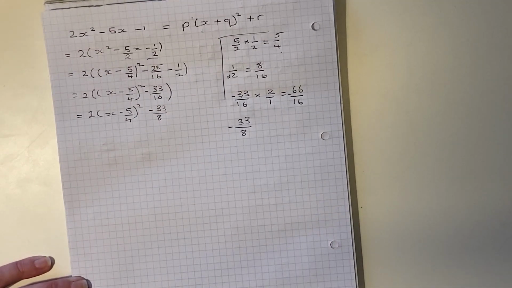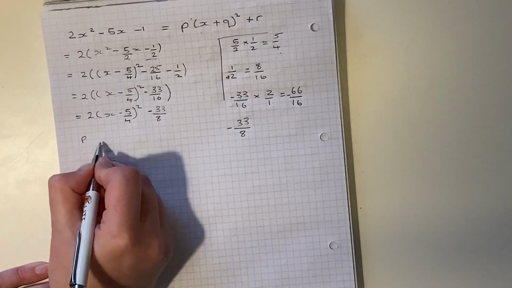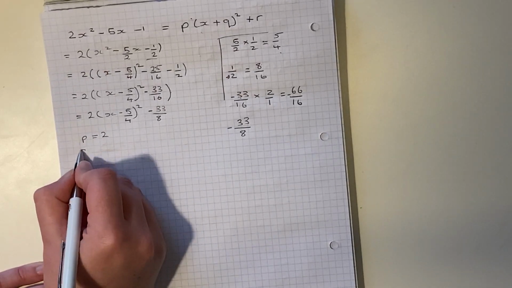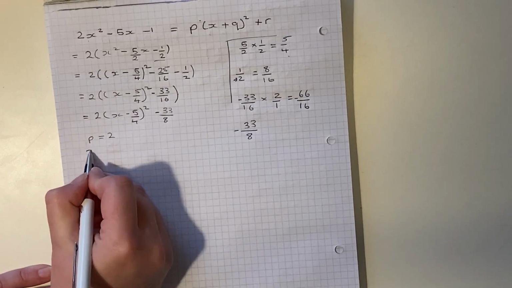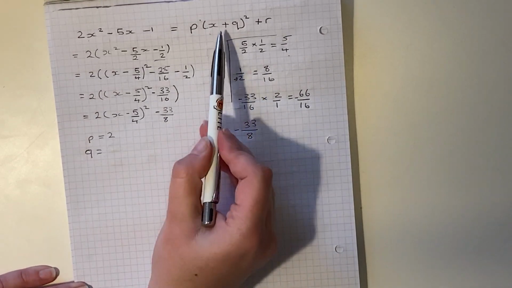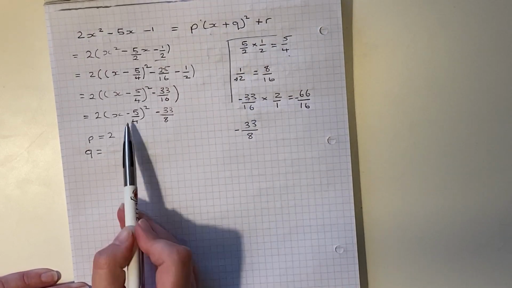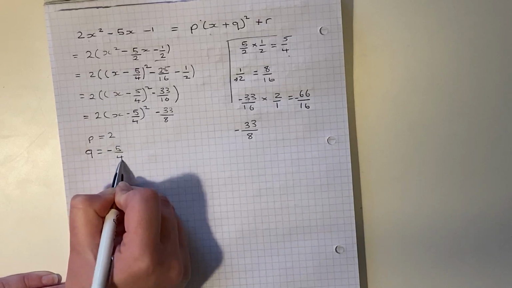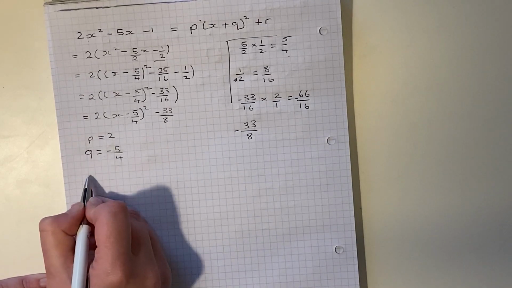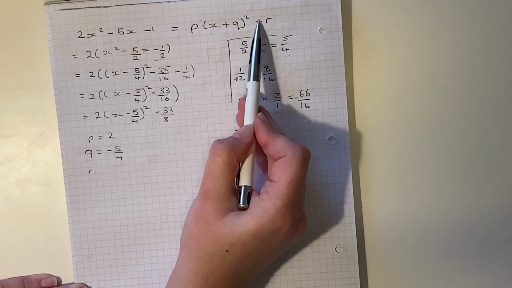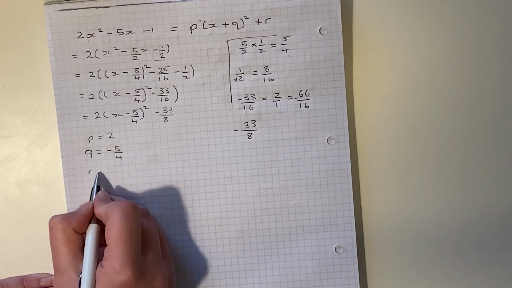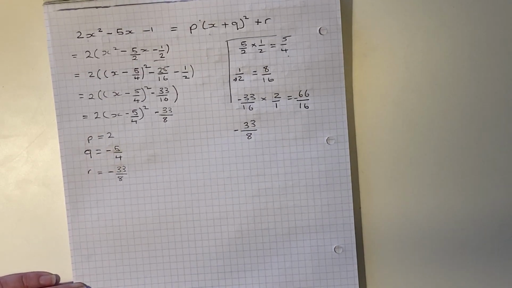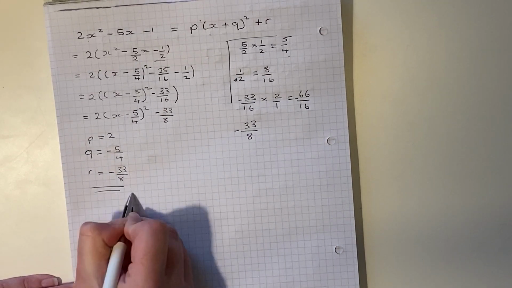Now it's in the form that we've been asked for, so I'm going to write that p is equal to 2, as we expected from the start. Q is equal to, okay, we've got a positive here, and there's a negative here, so Q must be equal to negative 5/4. And R, again, we've got a positive here and a negative here, so that must be equal to negative 33/8. And we are done.